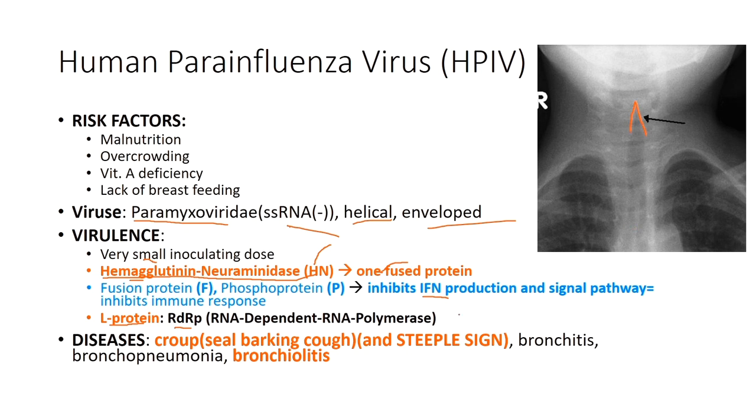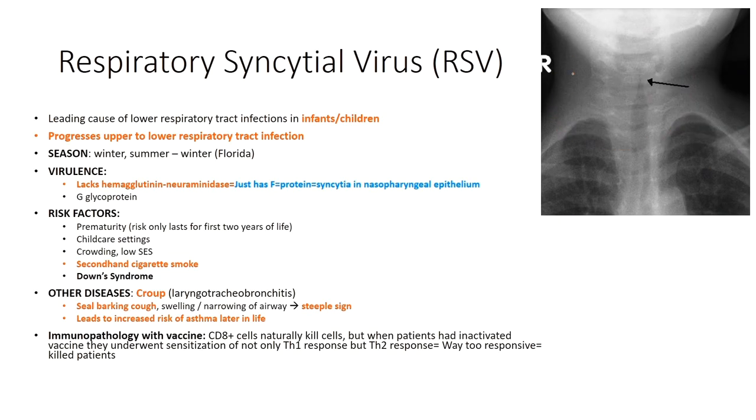Okay. It also can cause bronchitis and bronchiolitis and bronchopneumonia, this particular virus. But we're mainly going to be talking about this kind of steeple sign appearance. Respiratory syncytial virus also can do your little steeple, and so therefore it's also going to lead to that barking cough and croup.